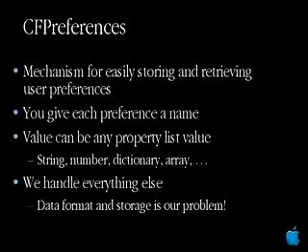You give every preference a name, then you assign a value to that name. The value can be any of the property list types we talked about this morning. You can even make it an array or a dictionary with a complex structure underneath. And then you hand it off to us, and we handle everything else. In particular, the data format and the storage is our problem, not yours. You will always be dealing with the CF types.